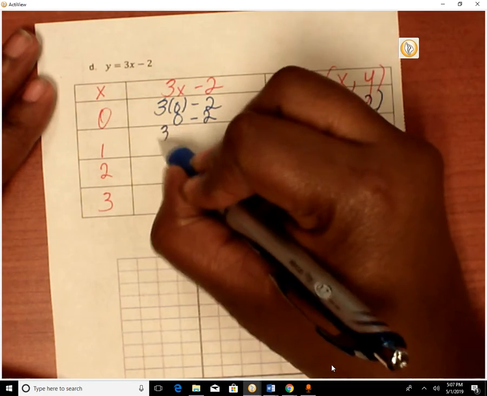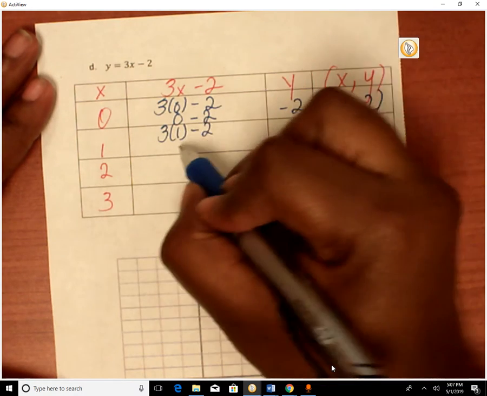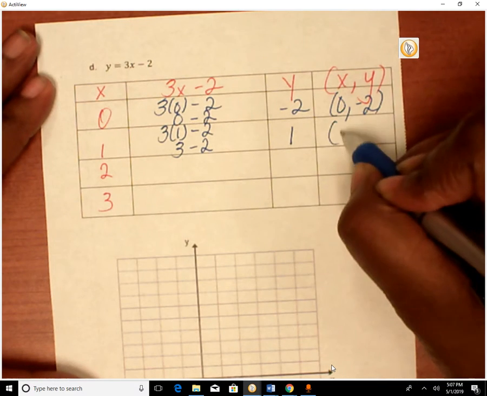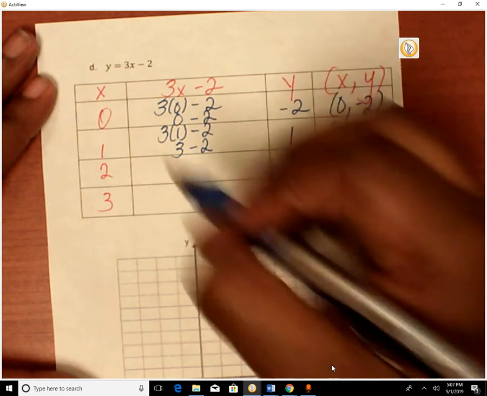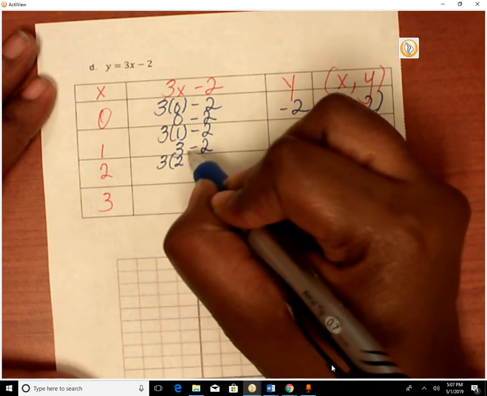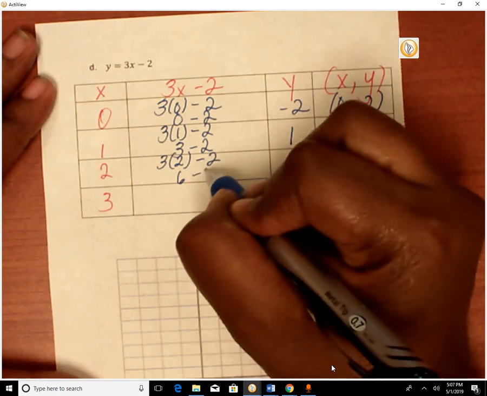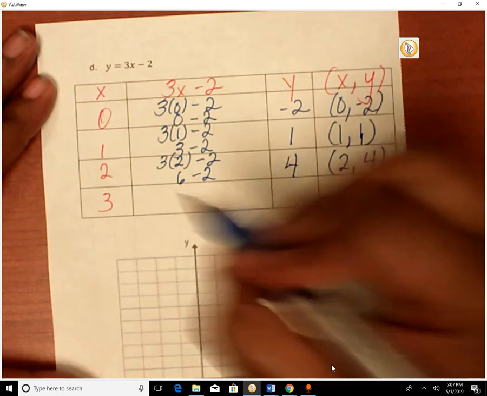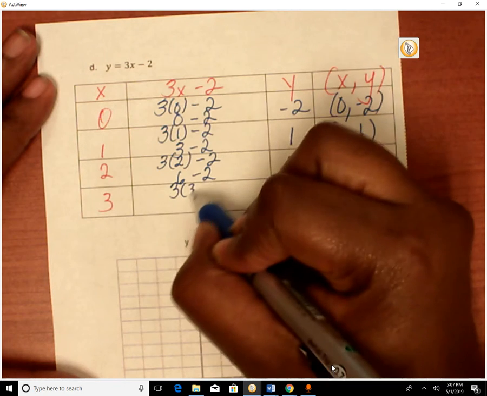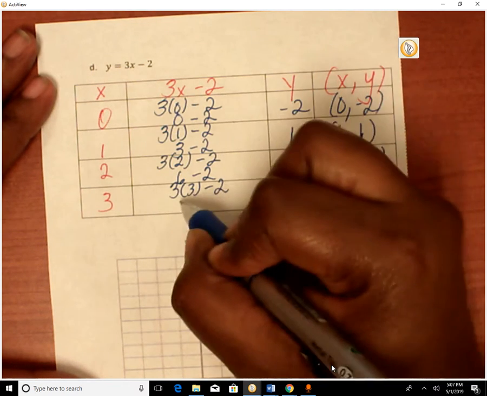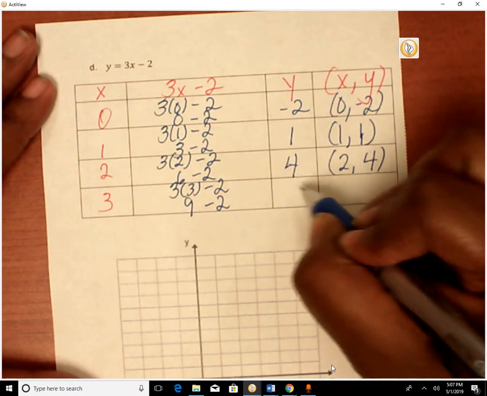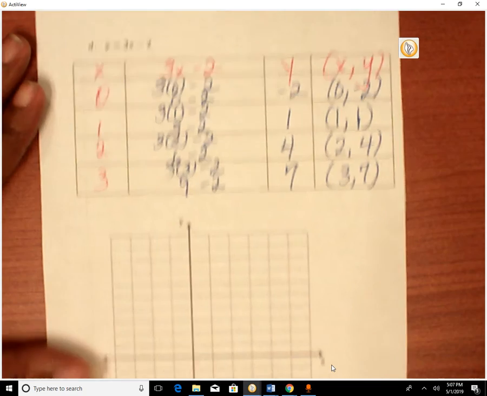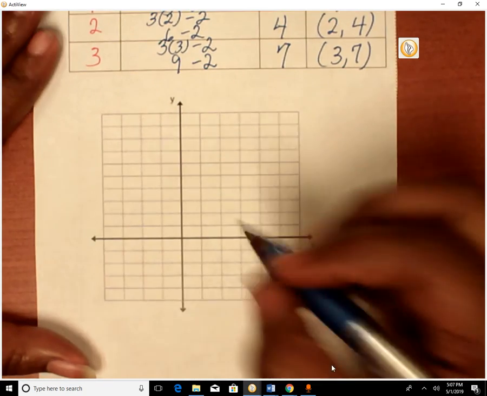So next is 3 times 1 minus 2. 3 times 1 is 3. Then take away 2, we have 1. 1, 1. Next is 3 times 2, which is 6. Minus 2 is 4. 2 comma 4. 3 times 3 minus 2. 3 times 3 is 9. Then 9 minus 2 is 7. 3, 7. We're going to go ahead and label our graph if you need to.